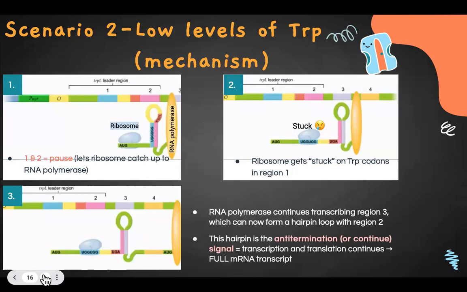So when 2 and 3 form, the RNA polymerase is on section 4. It can keep on going. But if it was the other way around, if 3 and 4 form a hairpin, then the RNA polymerase can't stay on 4. It gets yanked out physically, pulled out of the strand, and it stops transcribing.